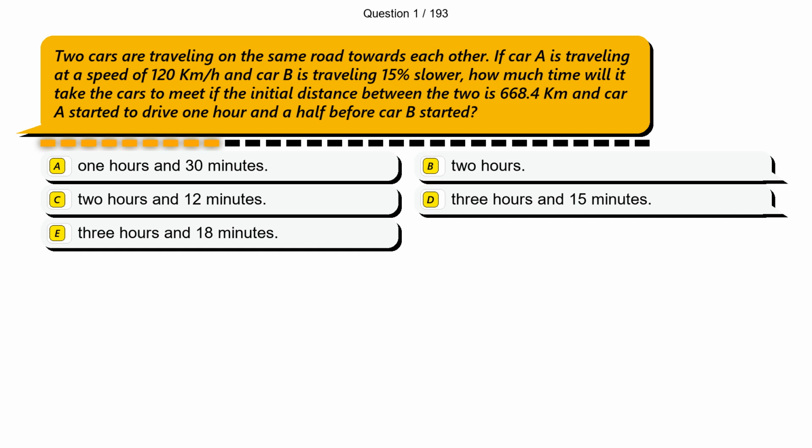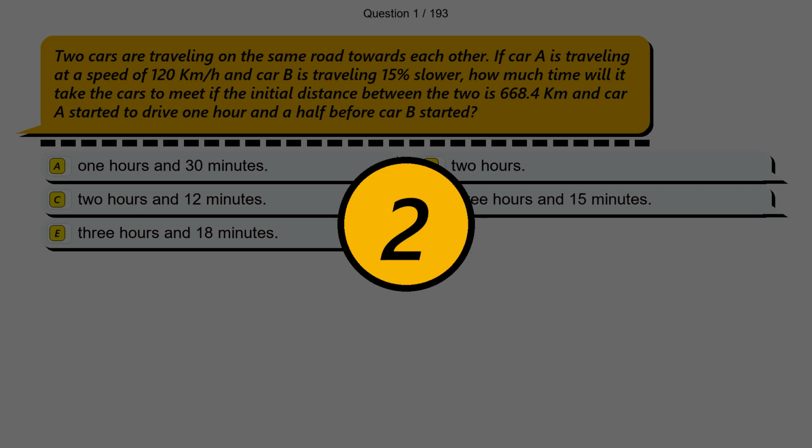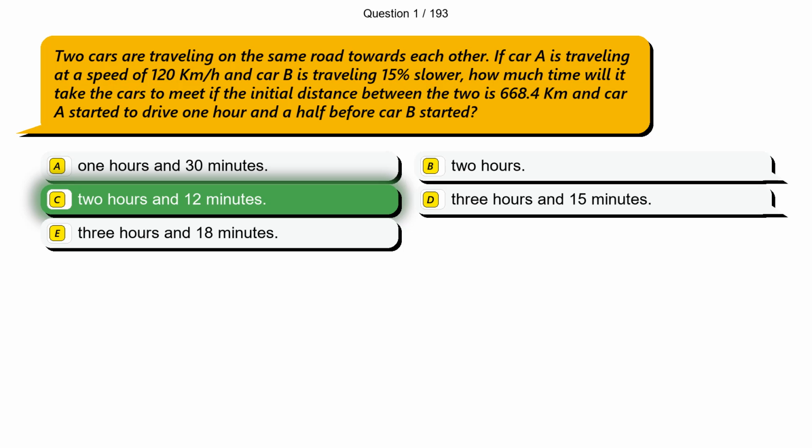Option A, 1 hour and 30 minutes. Option B, 2 hours. Option C, 2 hours and 12 minutes. Option D, 3 hours and 15 minutes. Option E, 3 hours and 18 minutes. The correct answer is option C, 2 hours and 12 minutes.